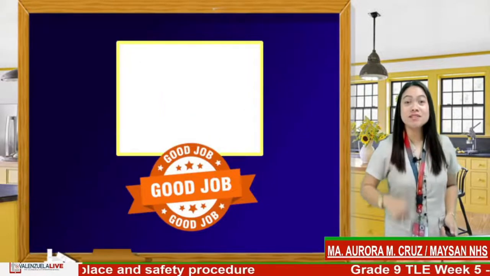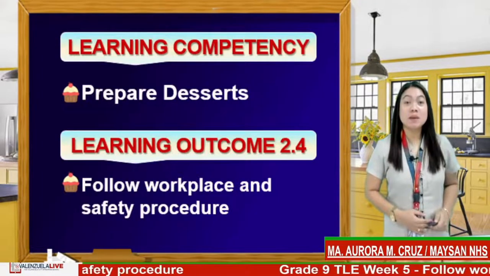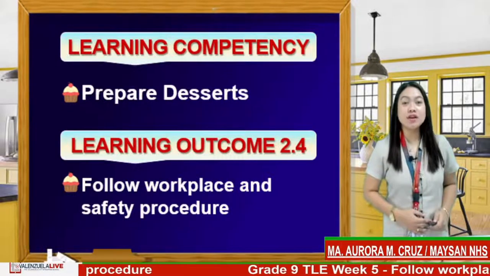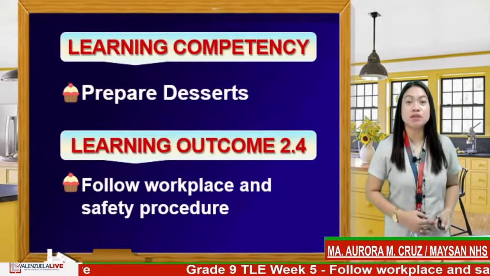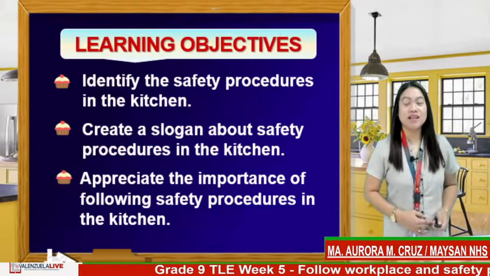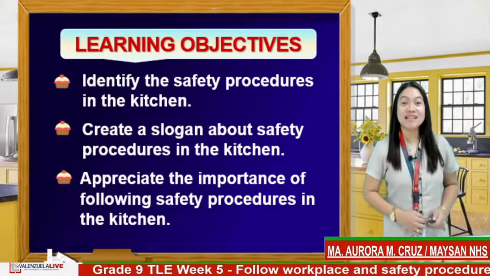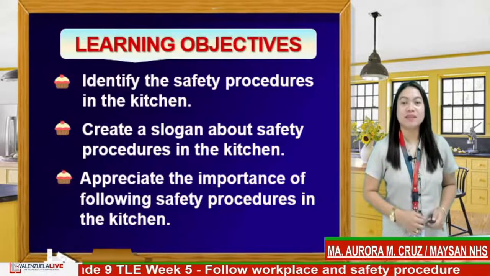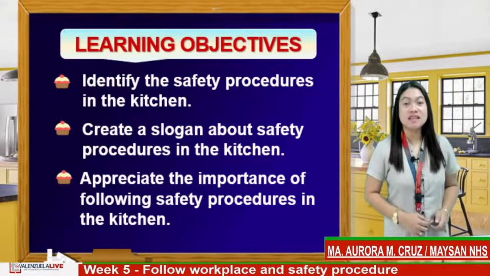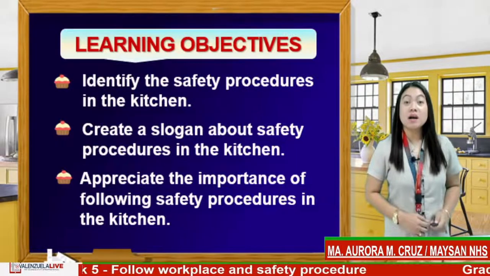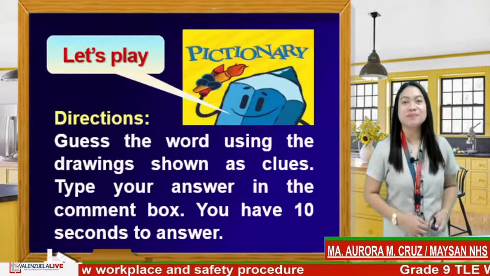Good job, learners! For today's lesson, the learning competency is prepare desserts. And for the learning outcome, 2.4, follow workplace and safety procedure. At the end of the lesson, the learners are expected to, number 1, identify the safety procedures in the kitchen. Number 2, create a slogan about safety procedures in the kitchen. And number 3, appreciate the importance of following safety procedures in the kitchen.